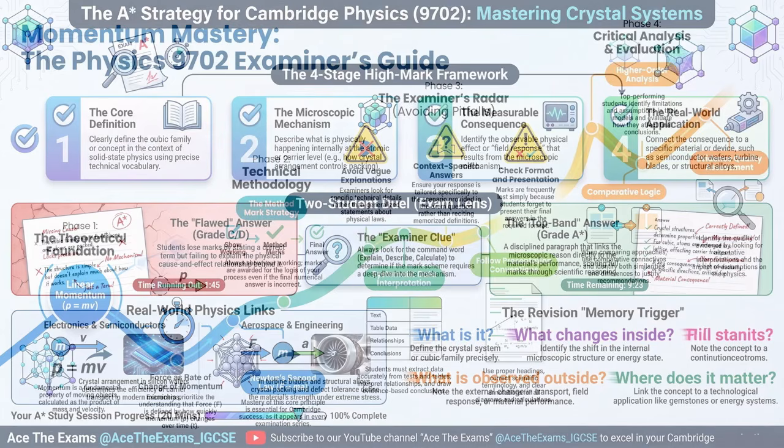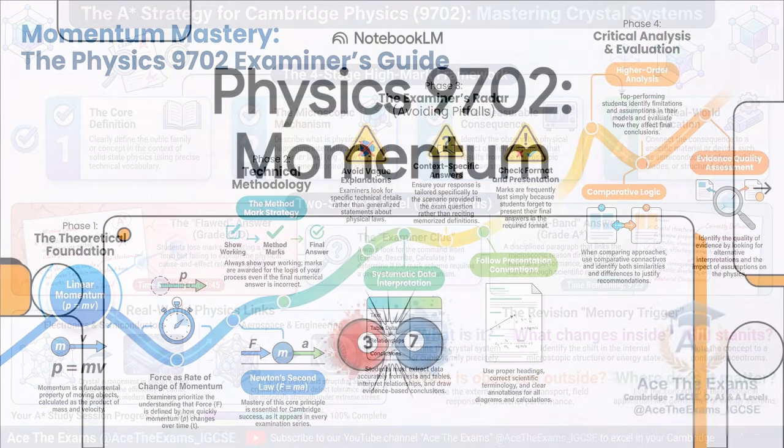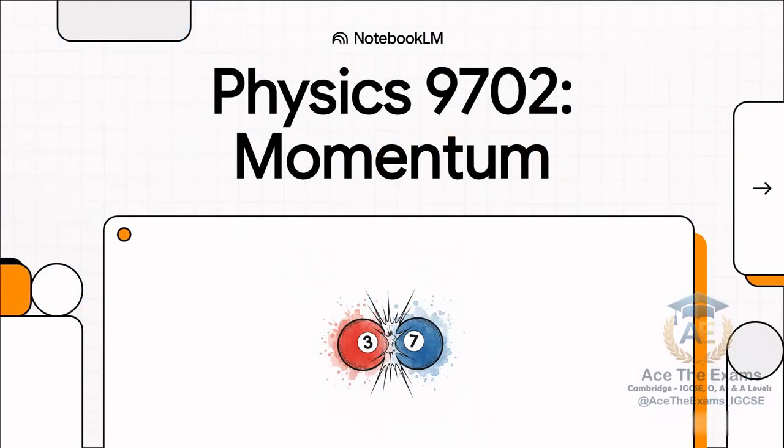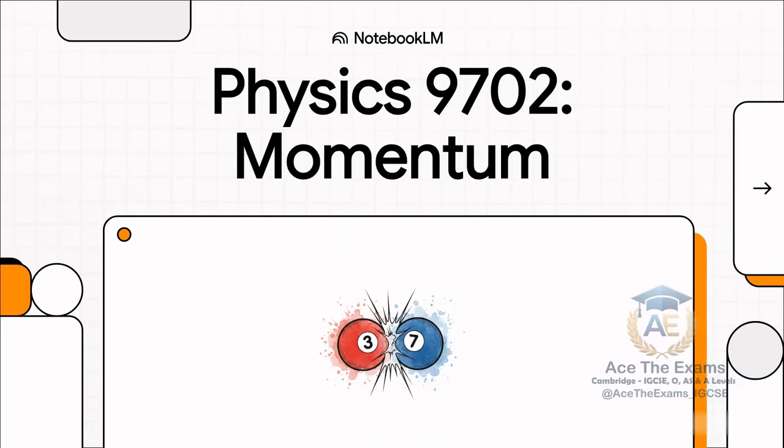Welcome to this explainer on the master blueprint for Cambridge AS and A-level physics. Today, we're peeling back the curtain on Syllabus 9702. We want to see exactly how examiners grade your papers, specifically looking at the absolute cornerstone of the whole subject, mastering momentum and Newton's laws.